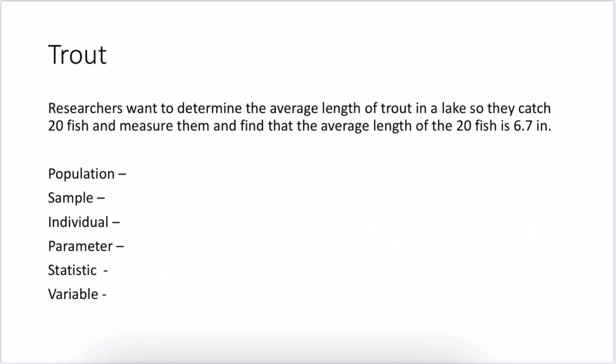In this example, we have researchers who want to determine the average length of trout in a lake. So they catch 20 fish and measure them and find that the average length of the 20 fish is 6.7 inches. Pause this video and write down what is the population, the sample, the individual, parameter, statistic, and variable. So pause this video and write those things down and then restart it to see how I would solve it.